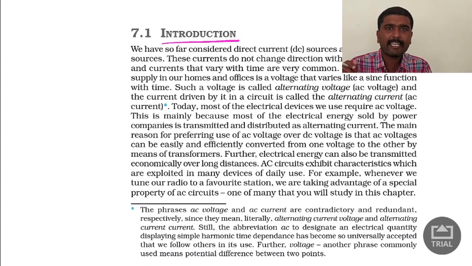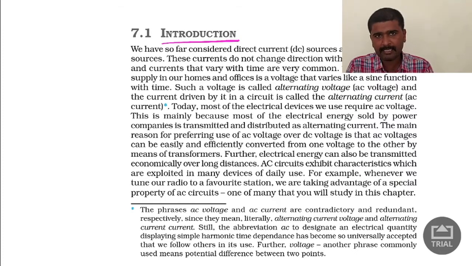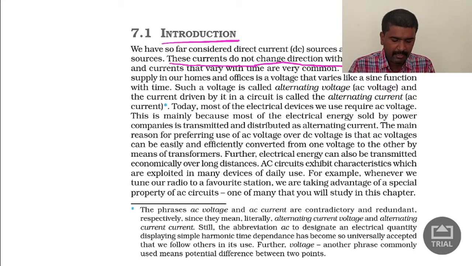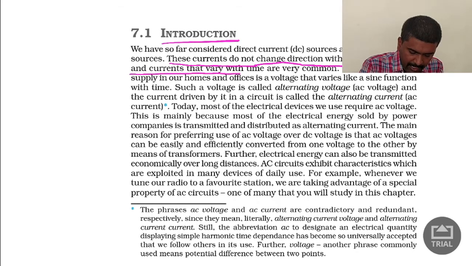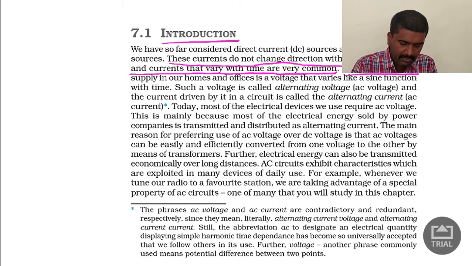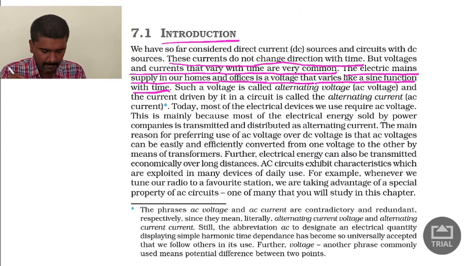We have so far considered direct currents. Direct current means this current does not change with time. For DC sources, we can say the battery is a good source for direct current, and these currents do not change direction with time. But voltages and currents that vary with time are very common. The electric mains supply in our homes and offices is a voltage that varies like a sinusoidal function, like a sine function, with time.